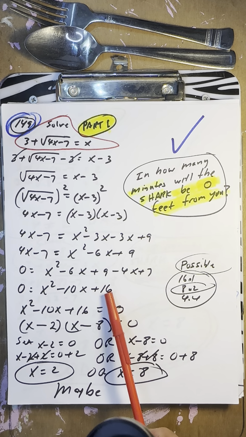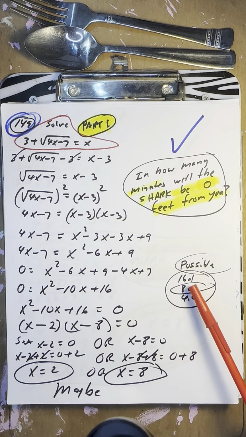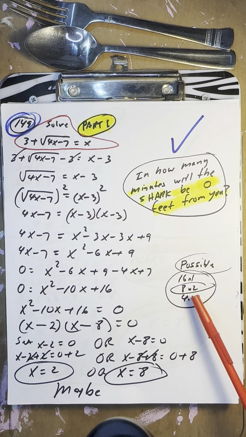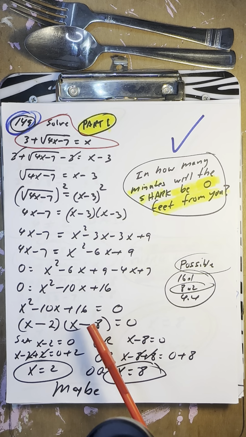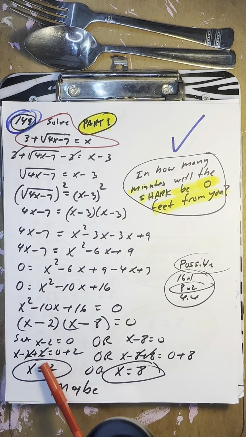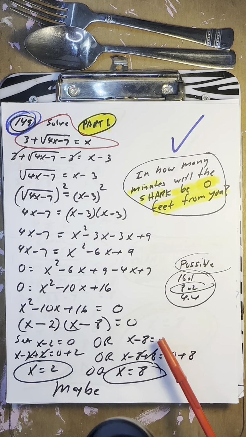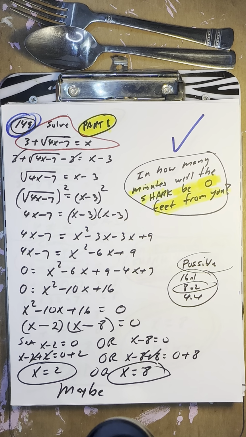You're going to have, this is going to be 16. This is going to be 10. Possible numbers are 16 and 1, 8 and 2, 4 and 4. I say 8 and 2. So, is that right? Negative 2 times negative 8 is 16. Negative 2 and negative 8 is negative 10. Yep. x minus 2 equals 0. Plus 2, plus 2. x equals 2. x minus 8 equals 0, x equals 8. Maybe 8 and 2, right?